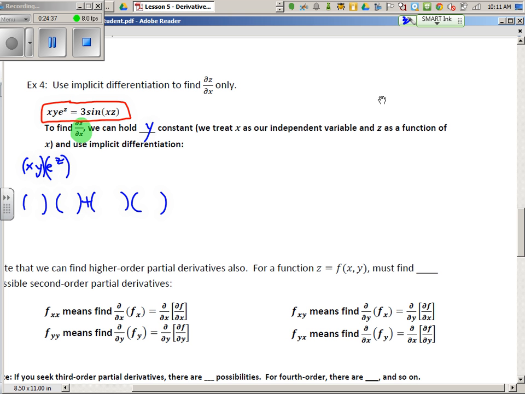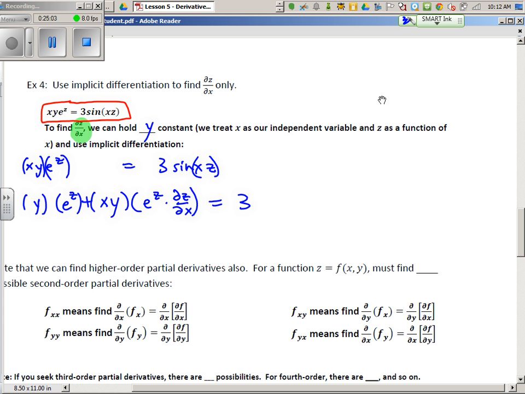So first we take the derivative of xy, and that gives us y. We leave the e to the z there. Then we leave the xy here, and we take the derivative of e to the z. So the derivative of e to the z is e to the z times dz/dx. We need the chain rule because we don't trust z to be independent of x. We only hold y constant here. That's the left side.